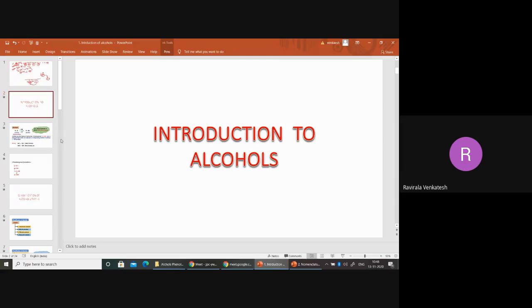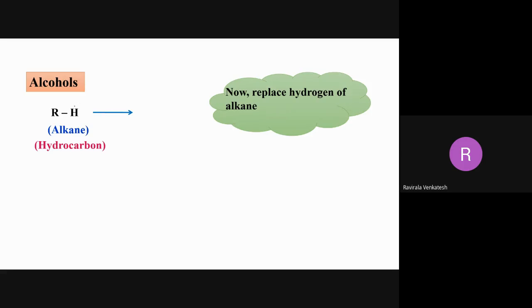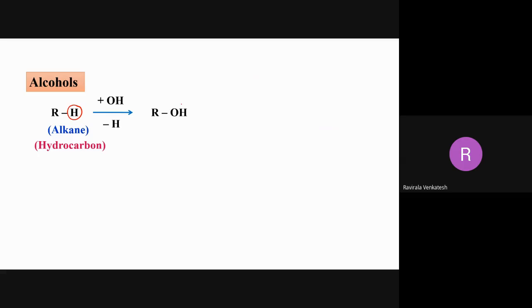Alcohols, phenols, ethers. All these three things will come in one chapter only. In that, today we discuss alcohols. Now how do we get alcohol? Just like alkyl halides we get from alkanes, here also we have to replace hydrogen with OH.